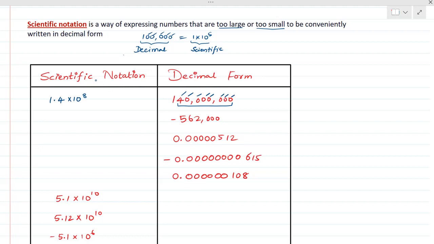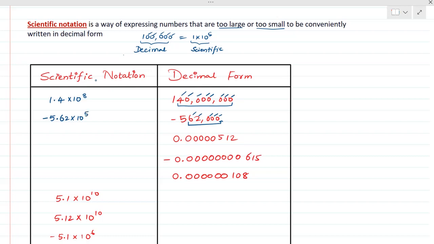Similarly, the next one, minus 562,000. How will you write this one in the scientific form? The minus will remain as it is. 5.62 into 10 to the power. So how many decimals will you have after one digit? It is 1, 2, 3, 4, 5. So the power is equal to 5.